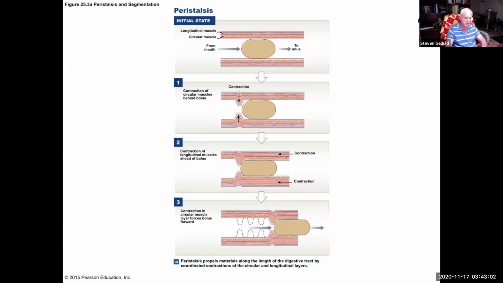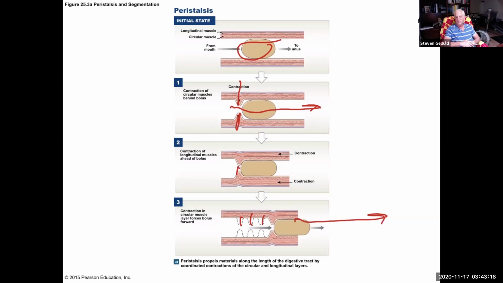Okay, so this is peristalsis. This is your bolus of food. The muscle contracts behind here, and it pushes that direction. So as the muscle contracts, the next one contracts, the next one contracts, the next one contracts, and it pushes this food along through the digestive tract. That's peristalsis. Okay, the movement of food through the digestive tract, or your bolus of whatever material you've eaten.